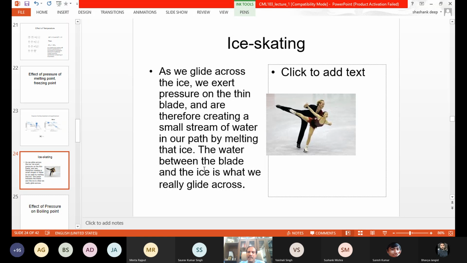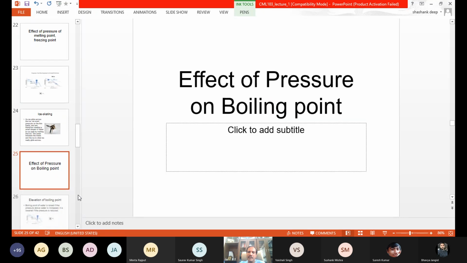So there are a lot of applications, and we need to understand applications, because only then will you appreciate physical chemistry. Okay, now next, here we looked at the effect of pressure on melting point and freezing point. Now you can look at the effect of pressure on boiling point.